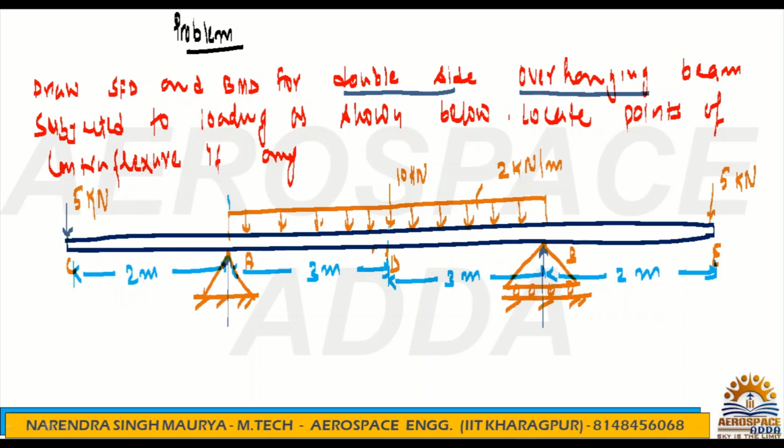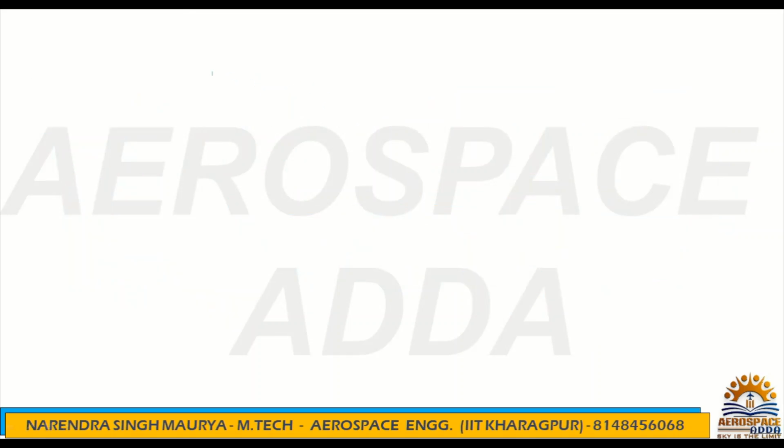Right. Now my point is, for this problem, this 5 kilonewton is a point load, this 5 kilonewton is a point load, and this 10 kilonewton is also a point load. This is called a concentrated load. But what about this type of load, called UDL? So I have to tell something about UDL. Now UDL is spread something like this.